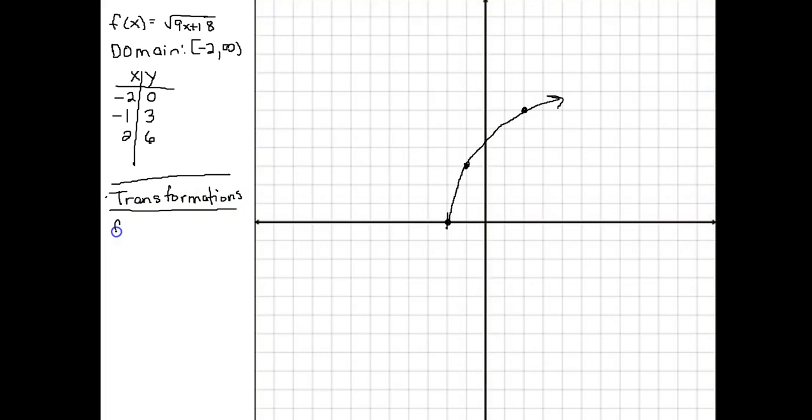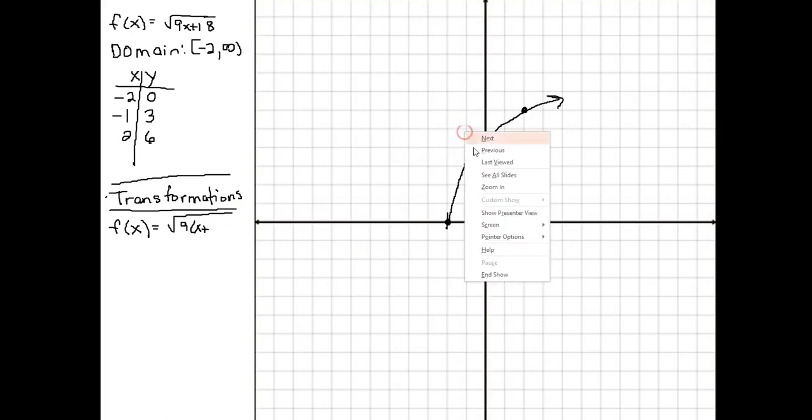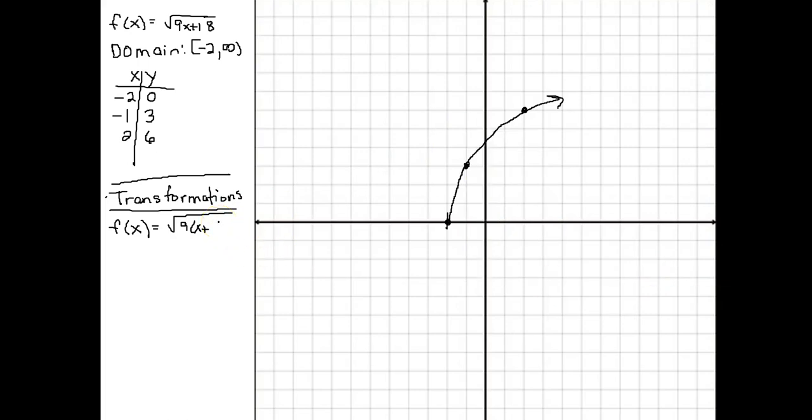Okay. F of x equals square root of 9x plus 18. I can factor out a 9. If you can factor inside, do so. So factor out 9, you get x plus 2 in the parentheses. Then you can break that up. You've got square root of 9 times square root of x plus 2. So you've got 3 times the square root of x plus 2.